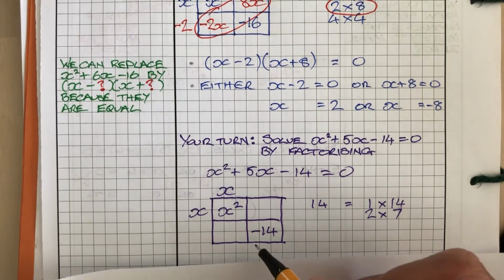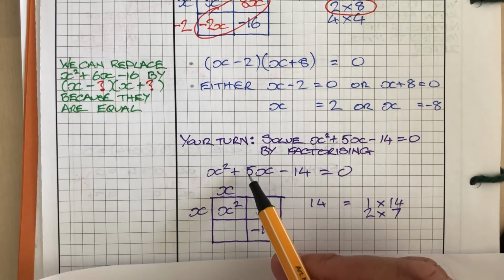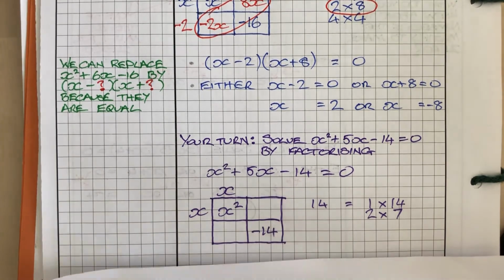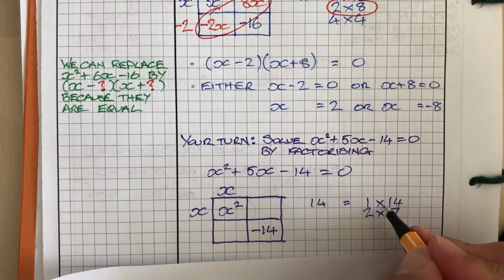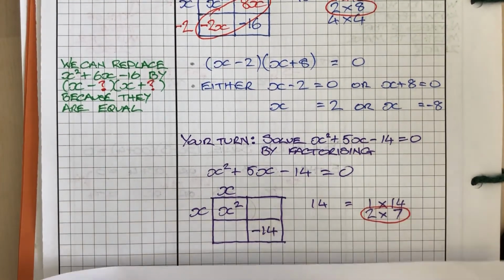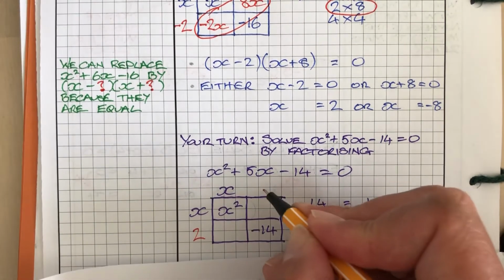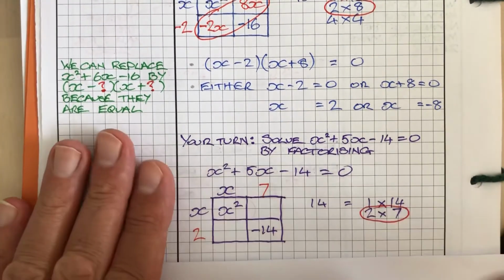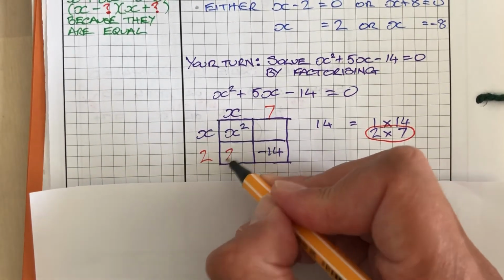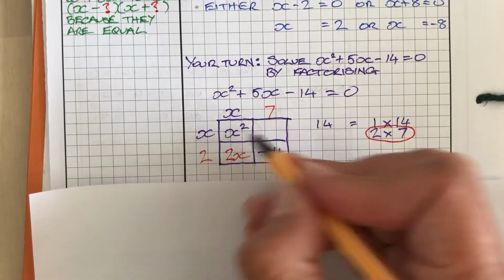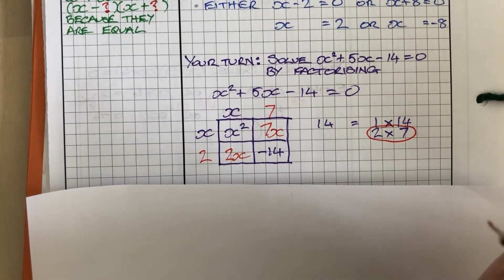Now, I'm looking for the pair that subtract. This is telling me to do a takeaway. Subtract to make the middle number 5. I need two numbers that are 5 apart. Got to be those, hasn't it? So I put a 2 here and a 7 here. 2 times x is 2x. x times 7 is 7x.